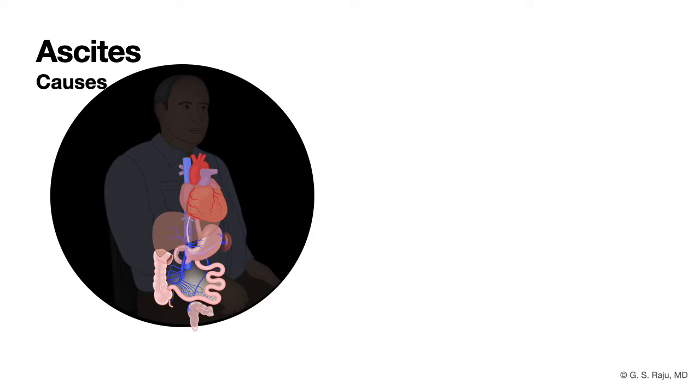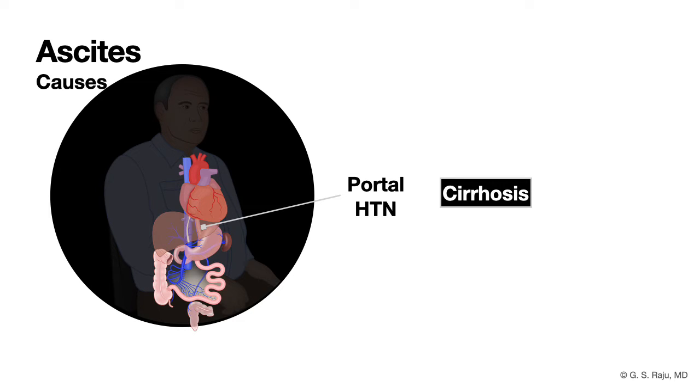The most common cause for ascites is portal hypertension related to cirrhosis of the liver, and you could also have portal hypertension if the patient has heart failure and the pressure is transmitted from the heart via the inferior vena cava, hepatic veins into the sinusoids of the liver and result in portal hypertension as well.